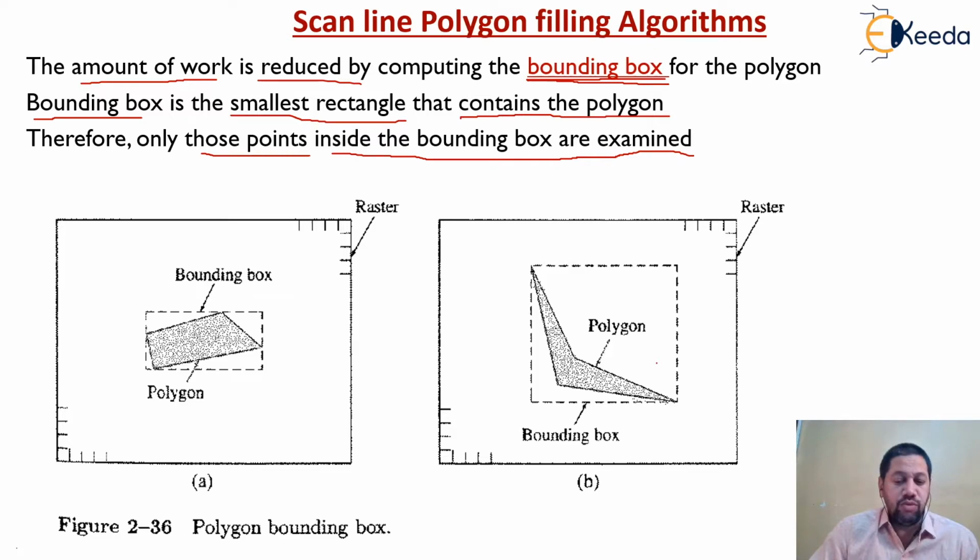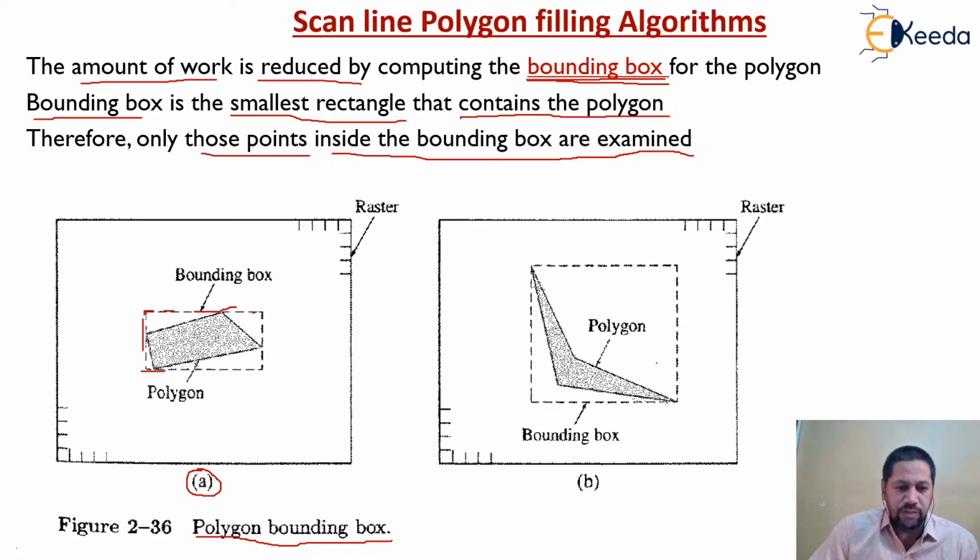Okay, and now this is what is shown in the diagram. This shows the polygon bounding box. Now look at diagram number A. This is my actual polygon, and we have shown this with the dotted lines. This is my bounding box.